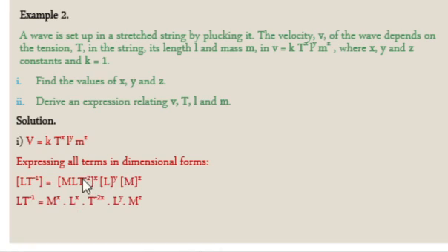X, you use power x to put the bracket, that will be M^x times L^x times T^(-2x) times L^y times M^z. Then you break indices in. M^x times M^z will be M^(x+z), times L^x times L^y equals L^(x+y), times T raised to the power minus 2x.